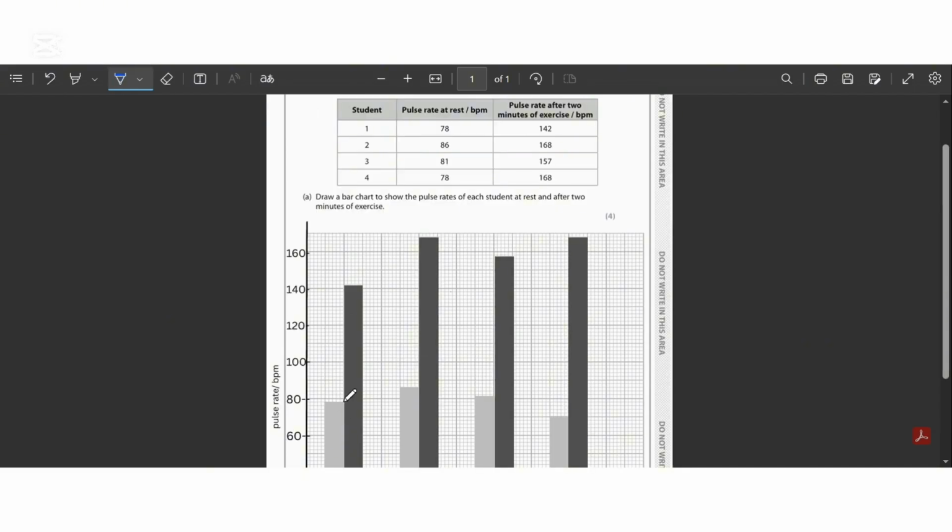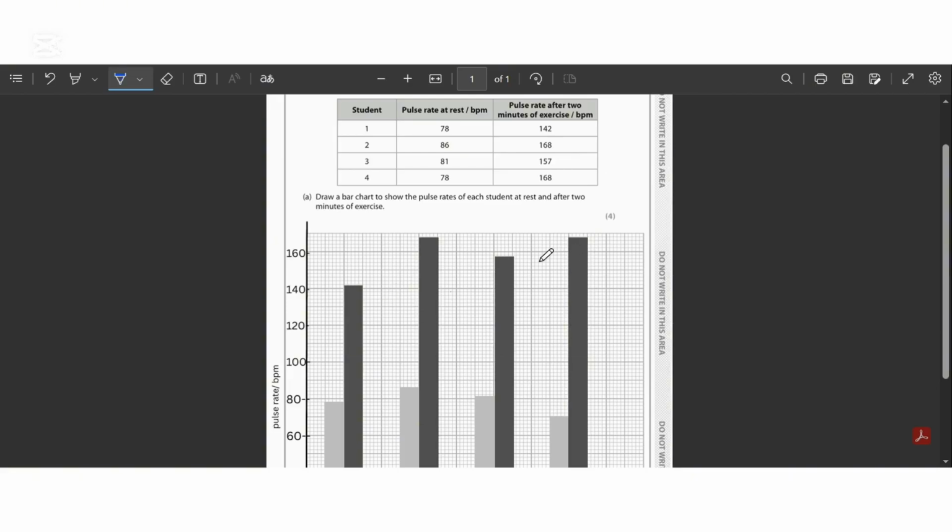Here it is 78, and for after 2 minutes it's at 142. For student 2 it is 86 at rest, over here, and 168 after 2 minutes, over here, and it is the highest. And for student 3 it is 81 at rest over here and 157 after 2 minutes over here. For student 4 it is 78 over here and 168 after 2 minutes right over here, which is also the highest.